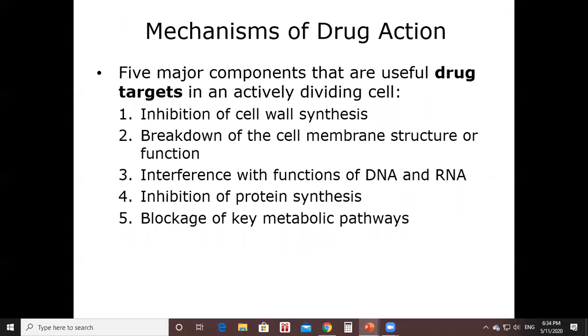So 5 major components that are useful drug targets in an actively dividing cell. So one of them is inhibit cell wall synthesis, break down the cell membrane, interferes with function of DNA and RNA, inhibition of protein synthesis, and blockage of key metabolic pathways.